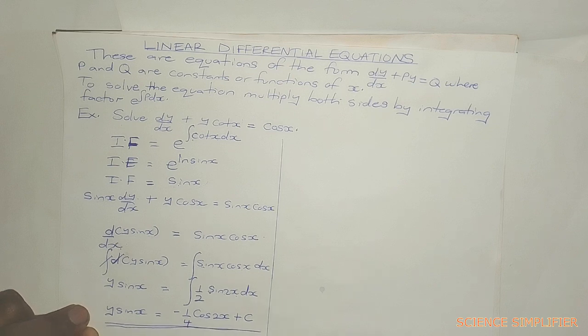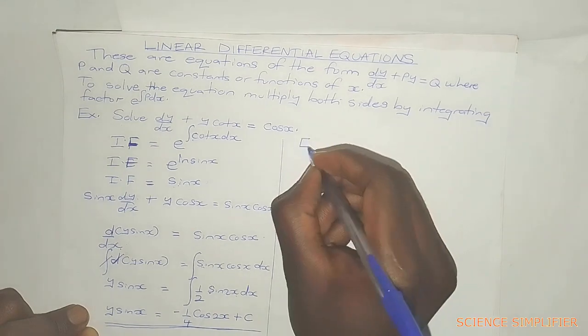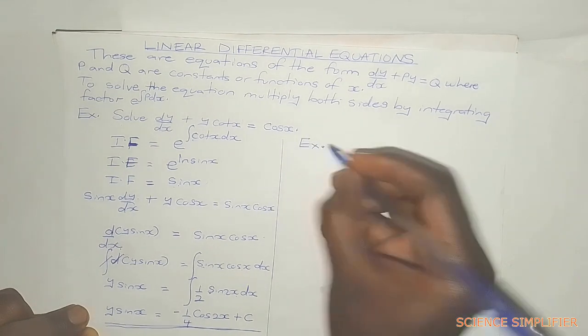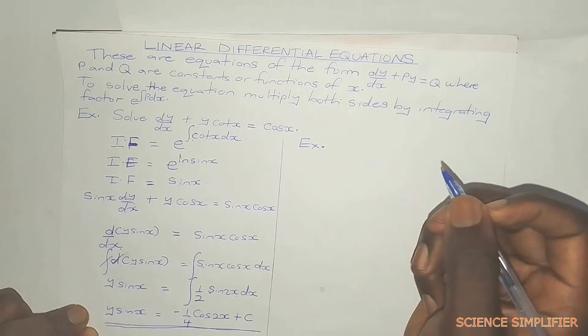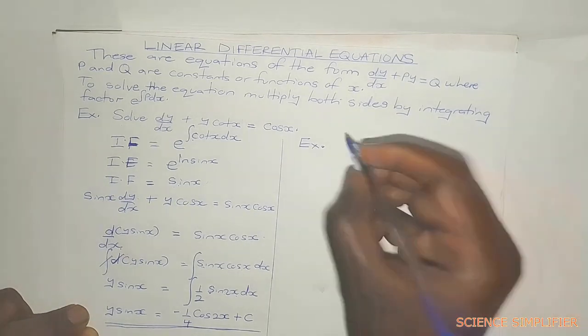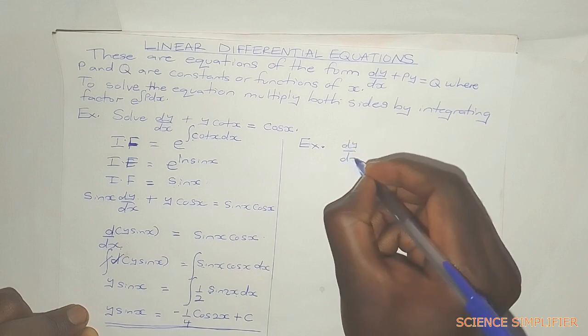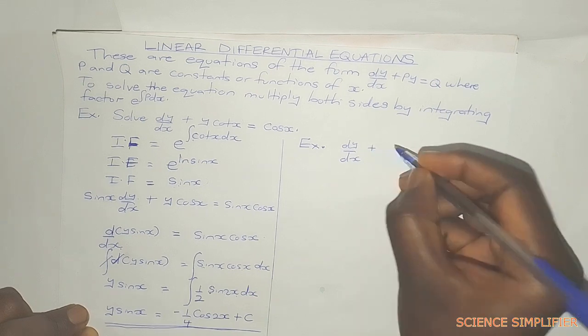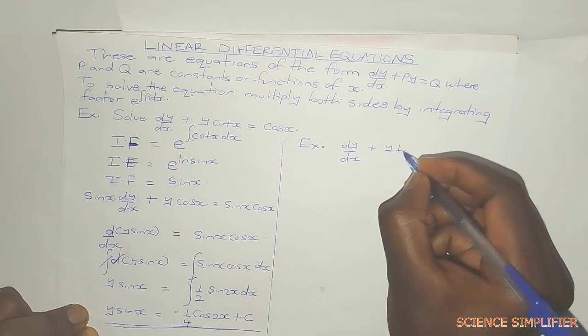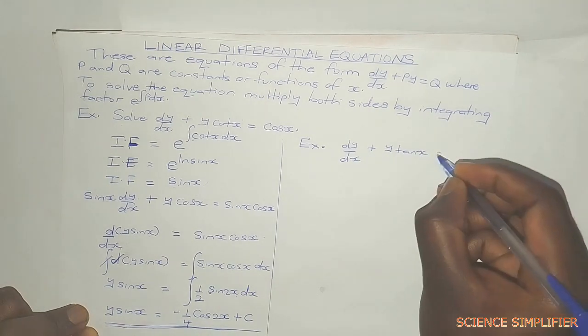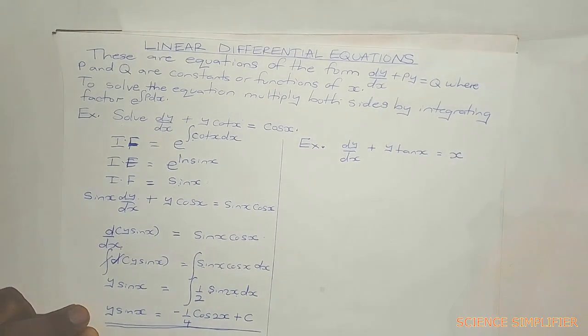Now from there you can try out this number and see whether you have grasped the concept here. You can say maybe dy/dx + y tan x being equal to x. Try out that number so that you can see whether you have grasped the concept.